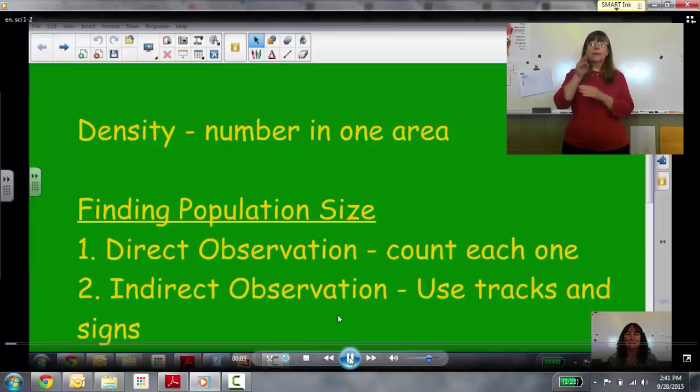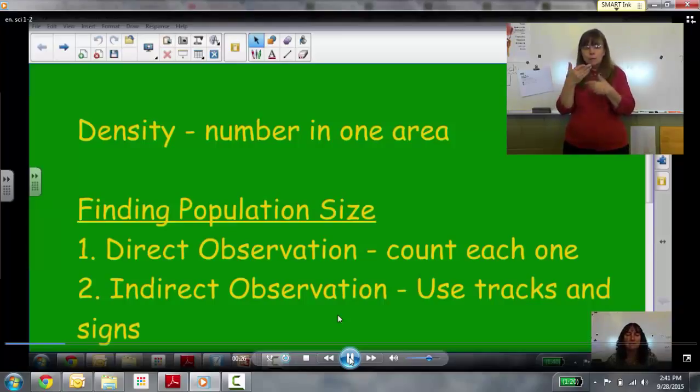We're going to be taking notes on Chapter 1, Section 2 on populations today. The first vocabulary word we're going to talk about is density. Density is how many things are in one area, how closely packed they are together. So when we talk about populations, we talk about the density of the population, or how many of that species are in that one area.